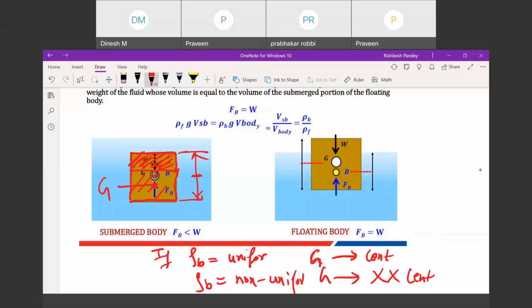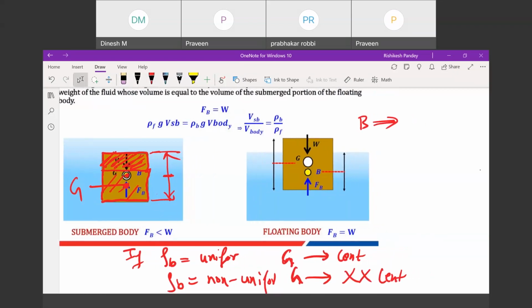This is about G. Now I'm talking about B. B will always be calculated by noticing how much part is submerged inside the fluid. If it is completely submerged, then half of that. Simple. If it is this much submerged, half of this much. That's all. This is how we calculate the location of B. So is it clear to everyone how to calculate the location of B and how to calculate the location of G?